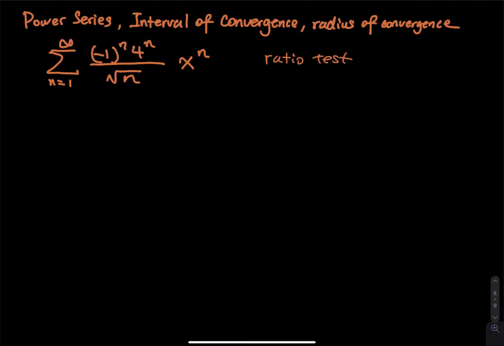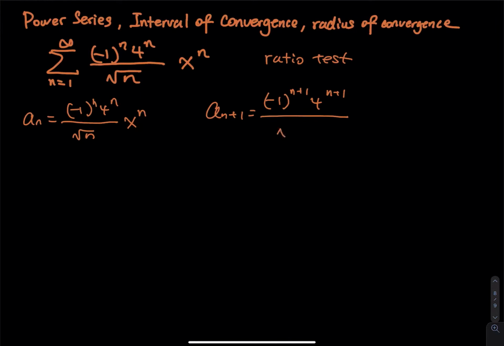So for the ratio test, I have to determine a_n, which is the given series, 4 to the n divided by root n, and then times x to the n, and then the next term is a_n plus 1. That is negative 1 raised to n plus 1, and then 4 raised to the n plus 1 divided by the square root of n plus 1. You change all the n to n plus 1, and then x raised to the n plus 1. And then we have to expand a_n plus 1 to make our next step more convenient.